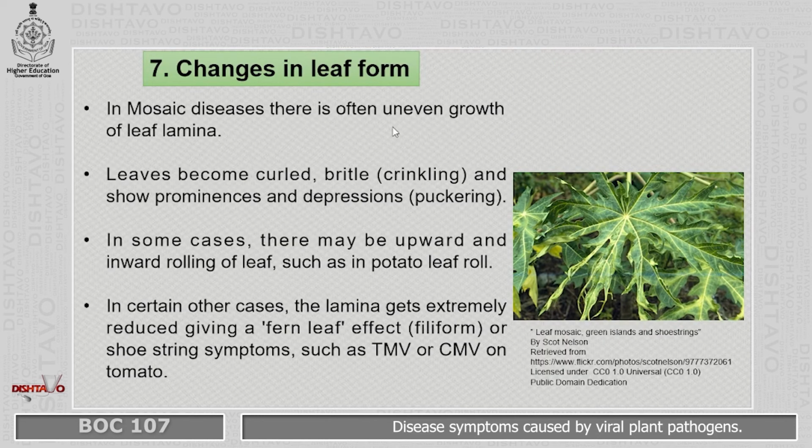Then change in leaf forms. In mosaic disease, there is often uneven growth of the leaf lamina, wherein leaves become curled, brittle and show prominences and depressions. In some cases, there may be upward and inward rolling of the leaf, such as in potato leaf roll. In certain other cases, the lamina gets extremely reduced, giving a fern-like effect or shoestring symptom, such as TMV or CMV on tomato. You can see the leaf form has changed completely.